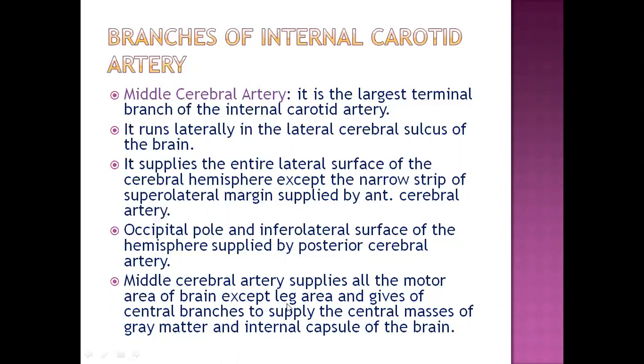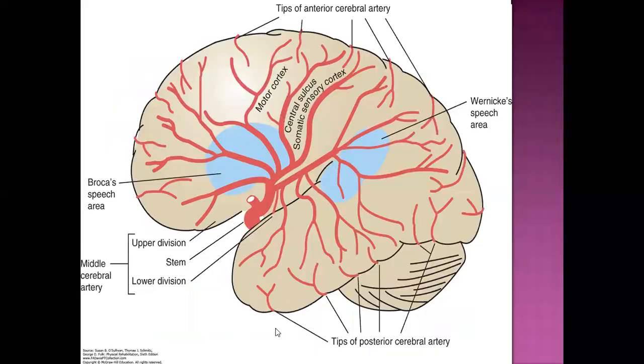The leg area is supplied by the anterior cerebral, and otherwise the whole of the motor area is supplied by the middle cerebral. So this is the middle cerebral artery. It supplies the whole of the motor area except the leg area, which is at the upper margin of the superolateral surface. This is the middle cerebral artery, running in the lateral sulcus of the brain. And this is the posterior cerebral artery. A very small area, the occipital pole and inferolateral surface, is supplied by the posterior cerebral artery.